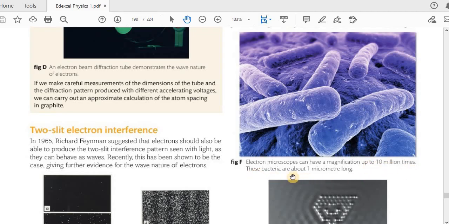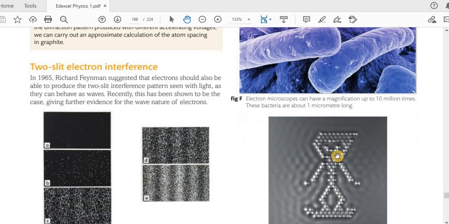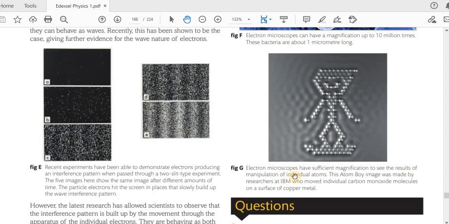These bacteria are about 1 micrometer long. Okay, so if you multiply this by 10 million, you can see how big it is that you are seeing through the electron microscope. Electron microscopes can have sufficient magnification to see the results of manipulation of individual atoms.